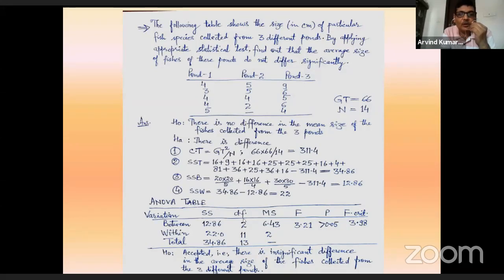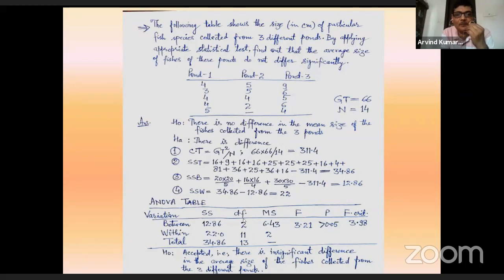Again, the total degree of freedom will be 13, because n minus 1 is the degree of freedom for total. The MS value 6.4 we are getting by dividing 12.8 by 2. Then 22 divided by 11 gives 2. So MS values will be obtained that way.